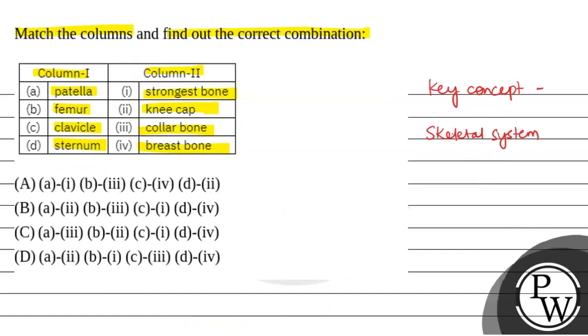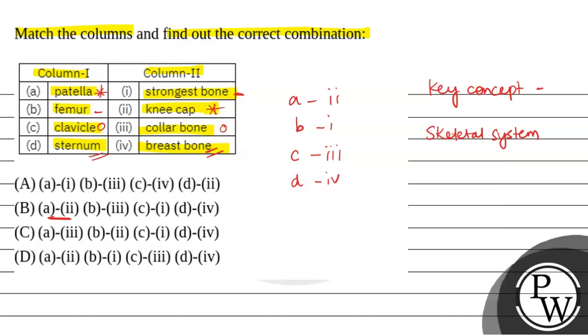Coming back to the question में सबसे पहले दिया हुआ है patella. Patella we saw it is also called the kneecap. So A का हो गया 2. Second is femur. Femur जो होता है वो सबसे longest bone होता है और सबसे strongest bone होता है. So B का हो गया 1. Third given is clavicle. Clavicle is also called the collarbone. So C is matched to 3. And sternum जो होता है, sternum is also known as the breastbone. So D का हो गया 4.